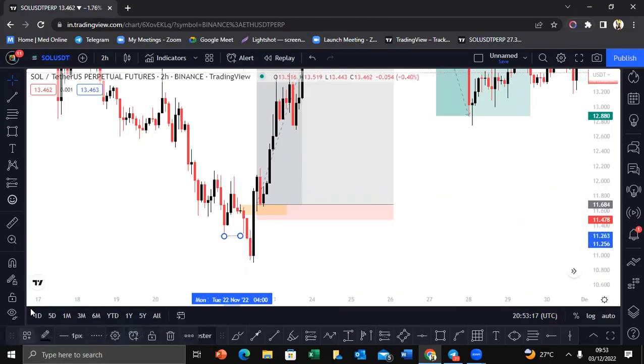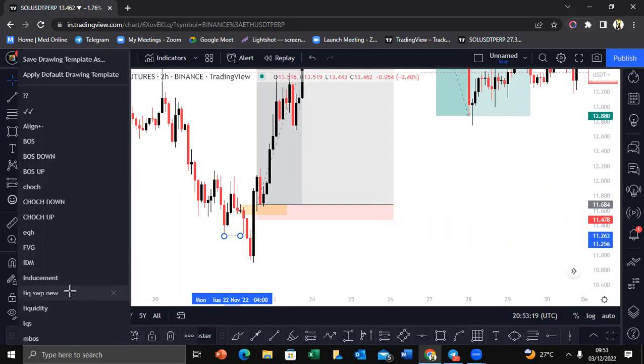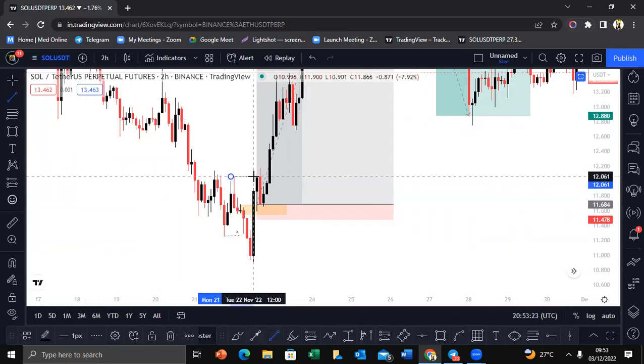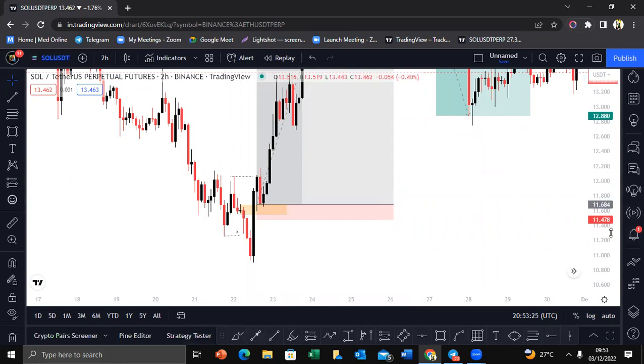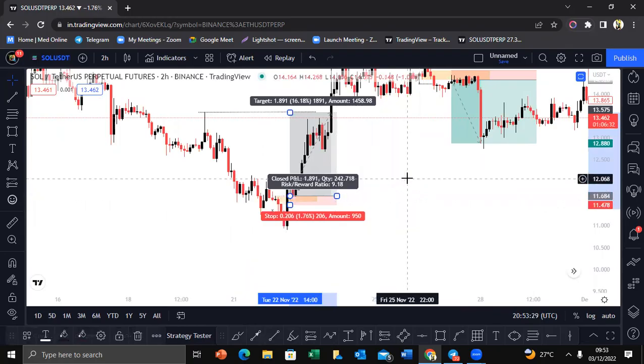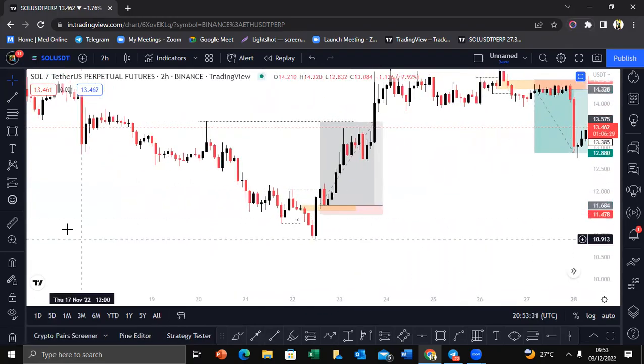This is a liquidity sweep, right? Yes, we all know that. And this was a break. Price tested it immediately, and then this is a 1:9 setup, right?